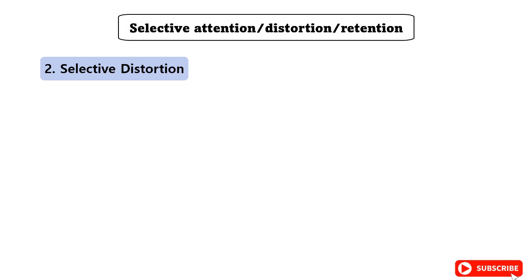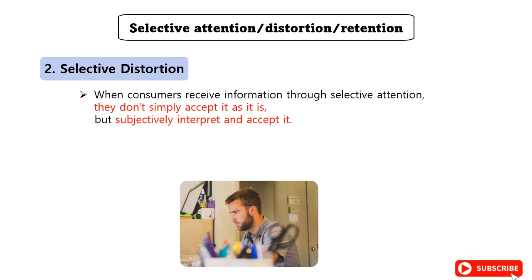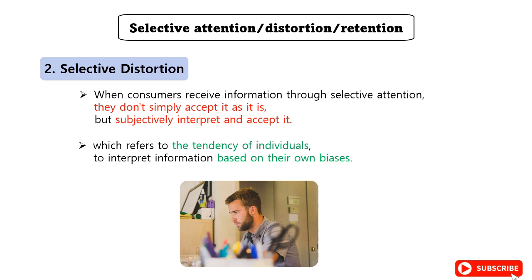Now let's talk about selective distortion. When consumers receive information through selective attention, they don't simply accept it as it is, but subjectively interpret and accept it. This is known as selective distortion, which refers to the tendency of individuals to interpret information based on their own biases.